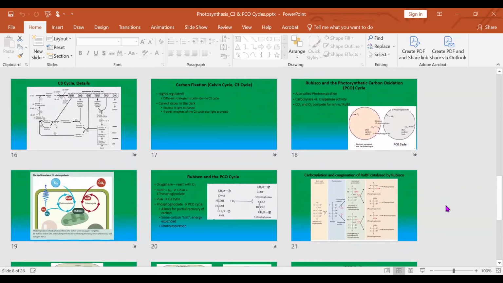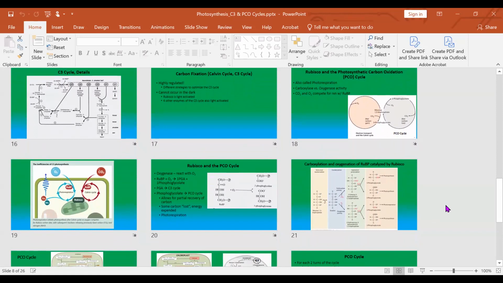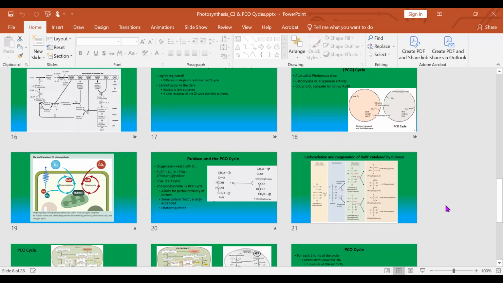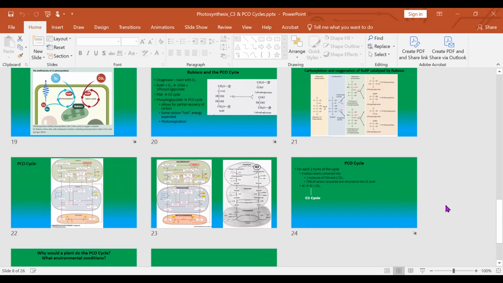Remember, we have the PCO issue to deal with, because Rubisco sometimes doesn't see enough carbon dioxide. Instead, it'll start to take oxygen. And that's not such a good thing. So if oxygen comes in instead of CO2, then you get that PCO cycle, which is the one that has those 3 different organelles, and it's complicated and only partially successful.